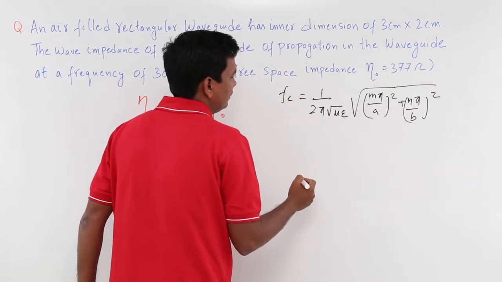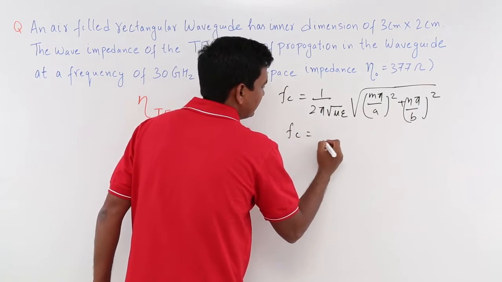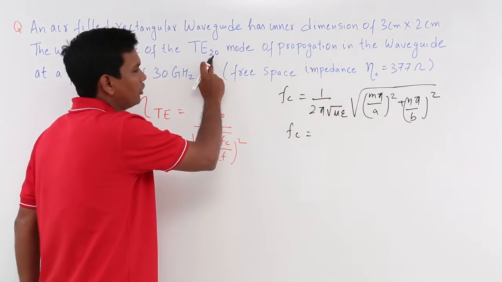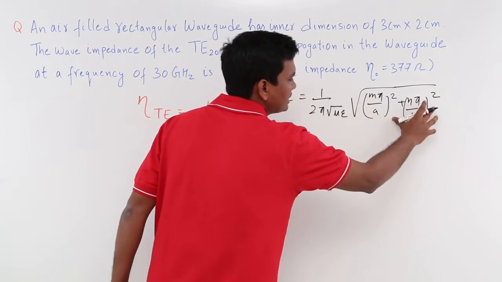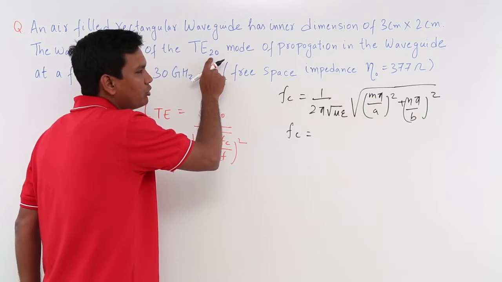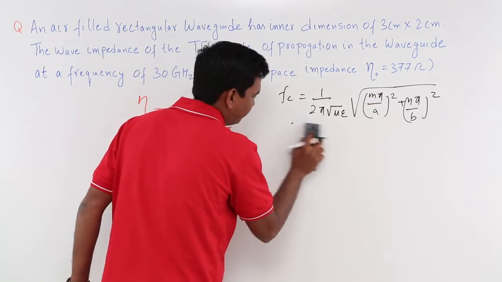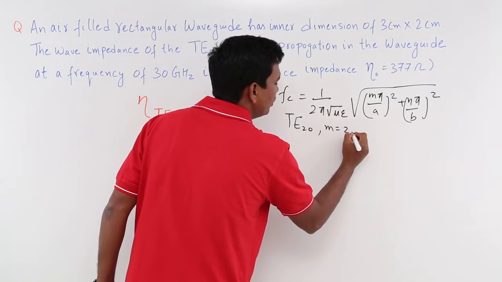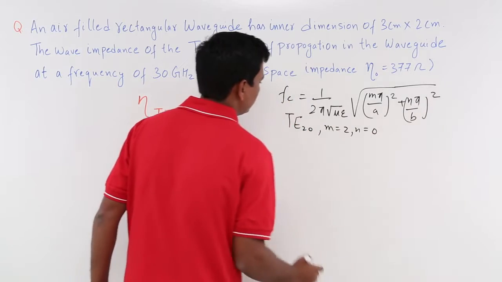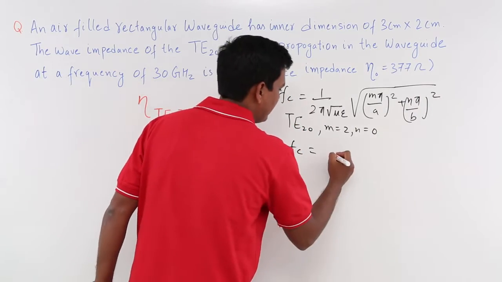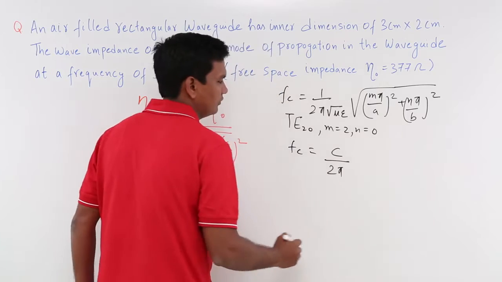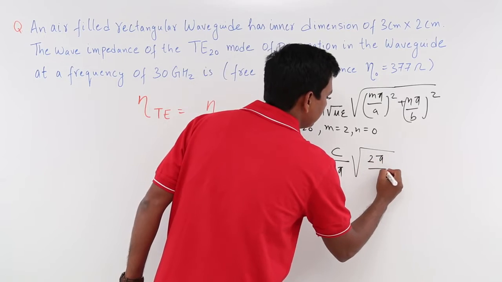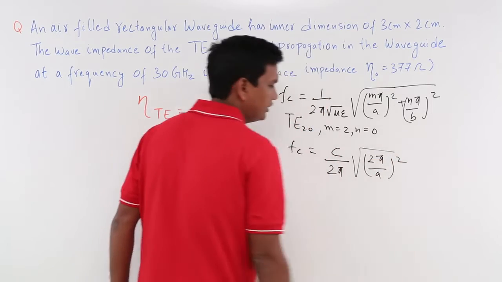So, what we know is that Fc is nothing but, if I take pi also common, in this case it is TE20 mode first of all. So, it means m is 2, n is 0. So, this term is gone, right. For TE20 mode, m equal to 2, n equal to 0, this quantity is gone. So, Fc would be nothing but C by 2 pi root over 2 pi by a the whole square, right.